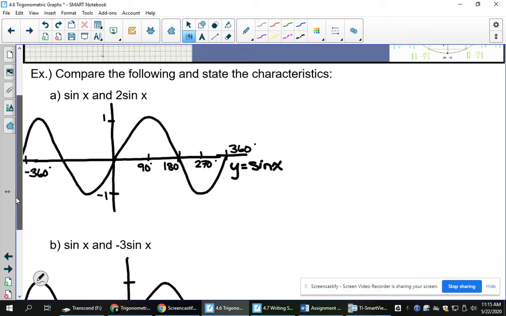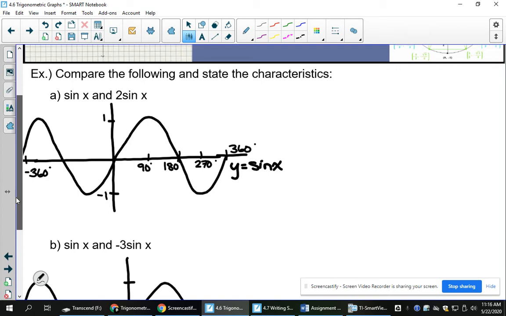I do recommend that you have a good working graph, whether you print off some graph paper and you sketch one really accurately, or you just copy one from the internet and know how to reproduce it. A good working copy of the mother function will help you in this section.